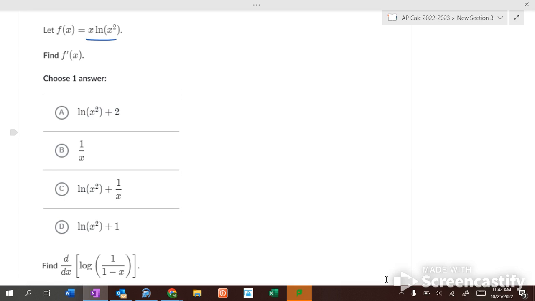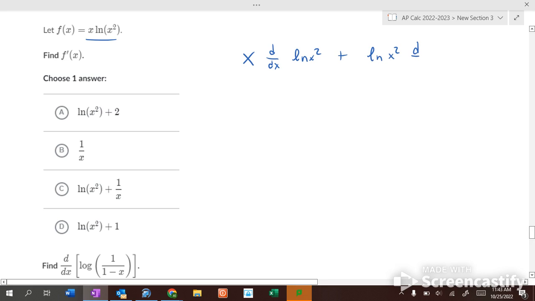So what would we do here? What would be our approach? Product rule and the chain rule. There you go. Good job. So the product rule is x times the first derivative of the ln of x squared, plus the ln of x squared times the first derivative of x, right? So what's the first derivative of ln x squared? Well, that's the chain rule.